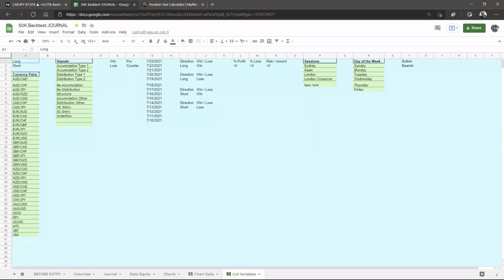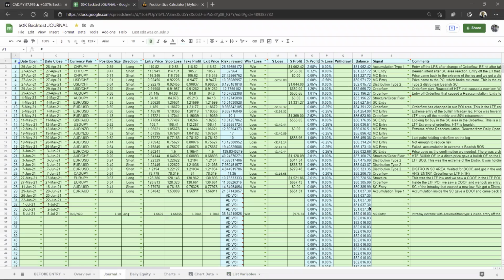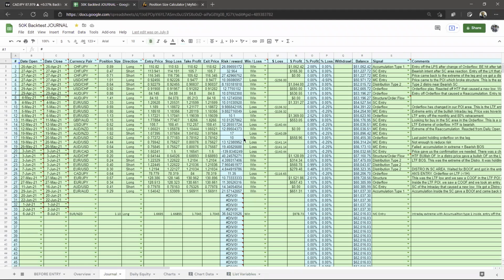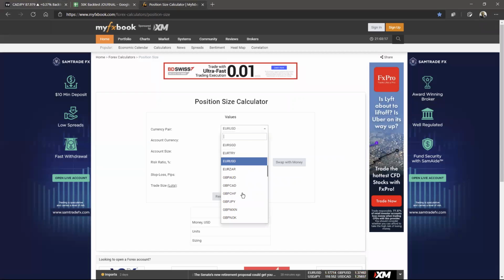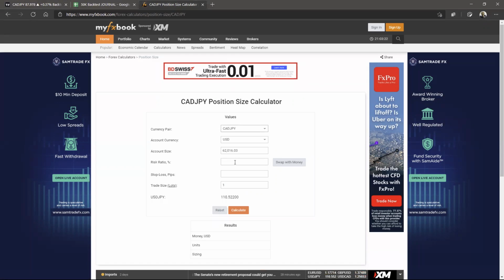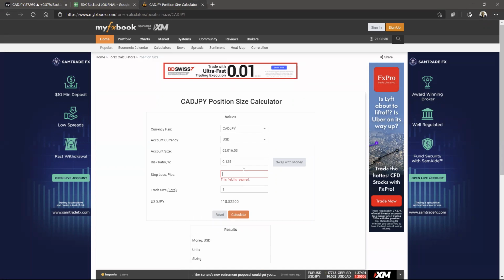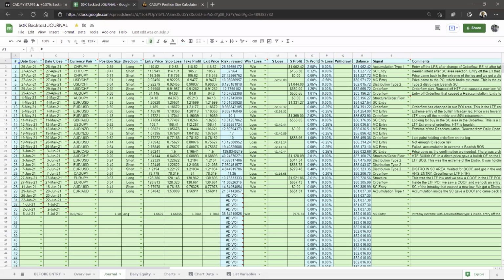So look at our current account, it's 62,016.03. This is capture. Okay, so we're gonna do half of 0.25 with 20 pips, and we'll pop it in here as well.